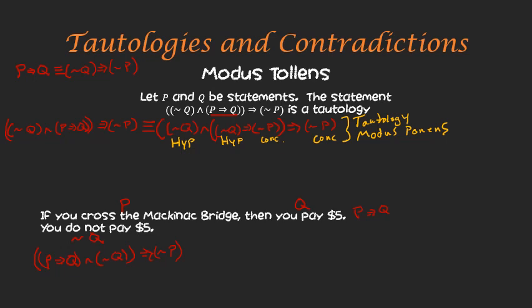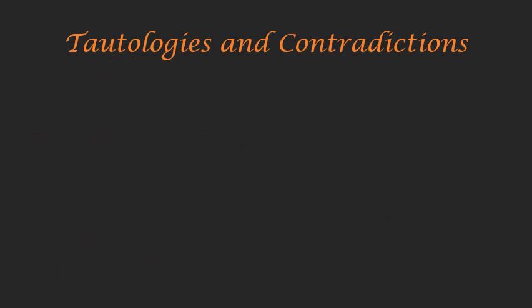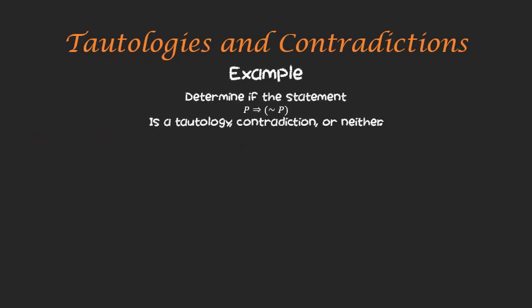So let's take a look at one more example. These are our two named ones. We'll take a look at one more example of a problem you might encounter in this section. So in this problem, we would just like to determine if the statement P implies not P is a tautology, contradiction, or neither. Now, when I see a problem like this where it's asking me to do something, I'll first just think about the statement that it's asking me to consider.